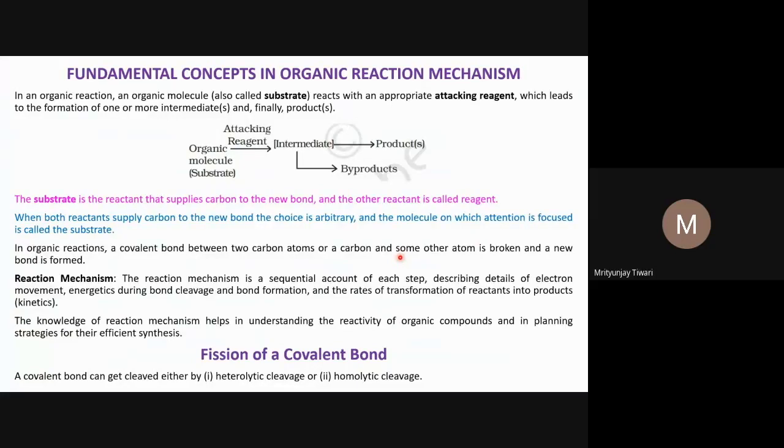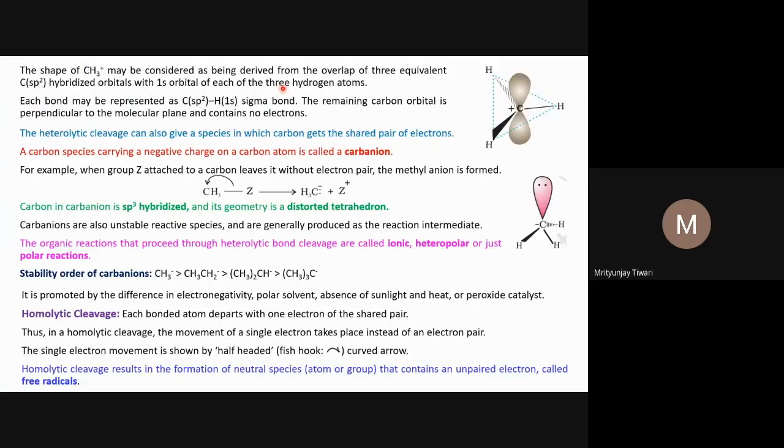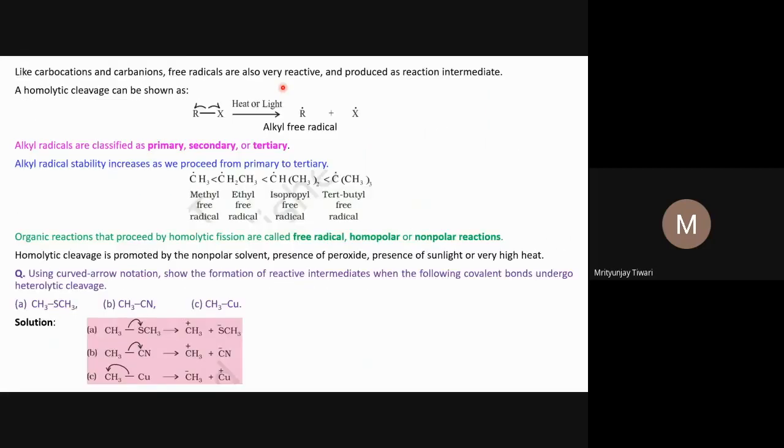Hello students, so we have started to understand a few important concepts of organic chemistry. Many things we have understood, like fission of covalent bonds, homolytic and heterolytic cleavage, in quite some detail. We have also seen the different chemical species formed because of heterolytic and homolytic cleavage, and we have understood their order of stability.